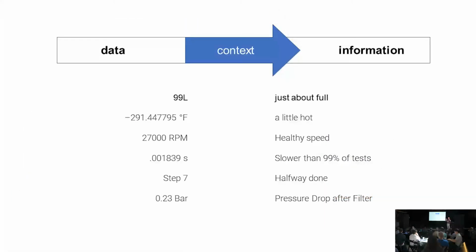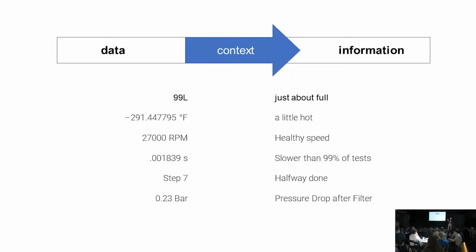So we now have data and we've given it some context. So now we can take these seemingly arbitrary numbers and actually have a little bit of information about it. 99 liters means it's just about full.